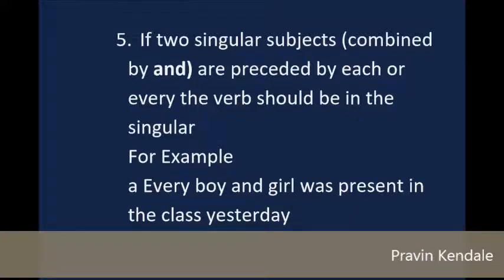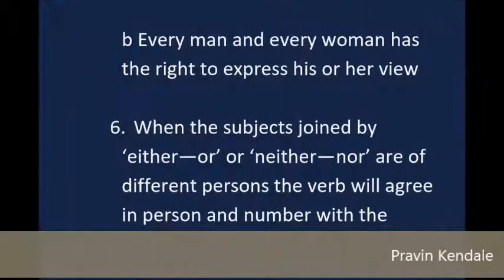6. When the subjects joined by "either...or" or "neither...nor" are of different persons, the verb will agree in person and number with the noun nearest to it. Also, the plural subject must be placed nearest to the verb. This is very important. For example, either Radha or Rajini has done this mischief.